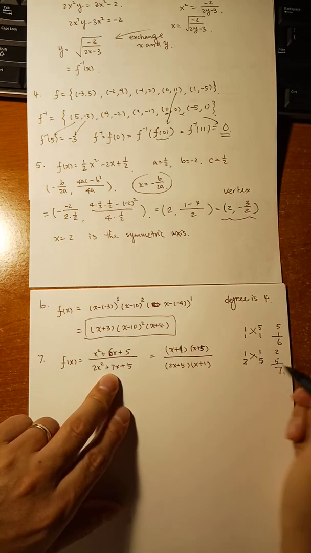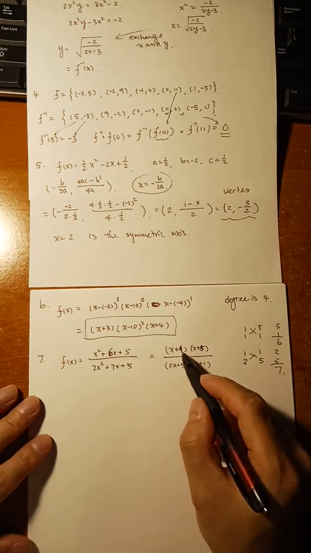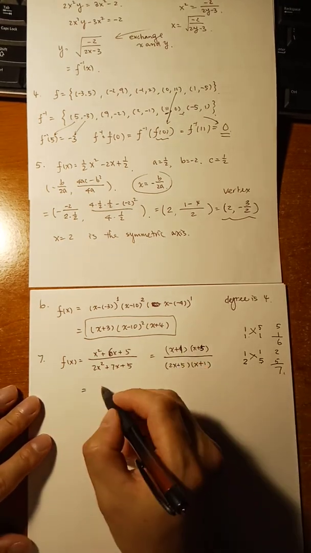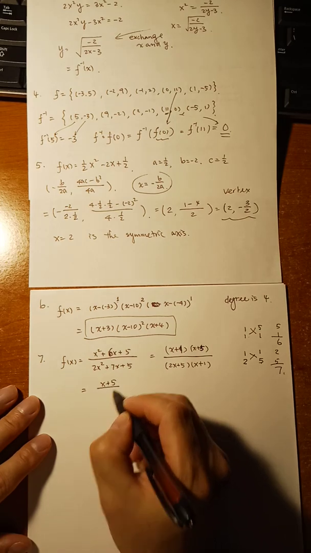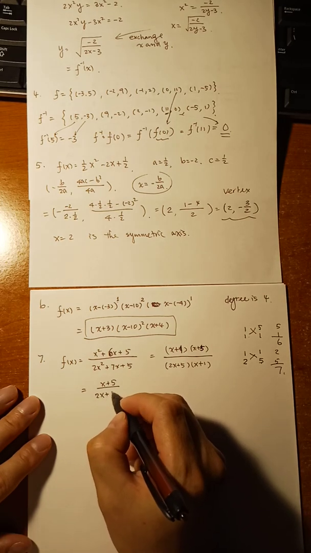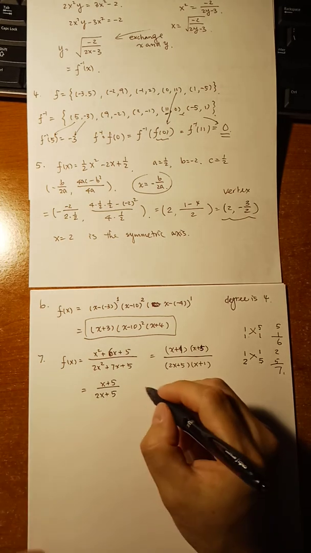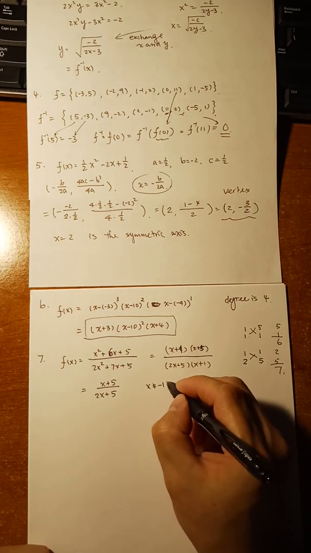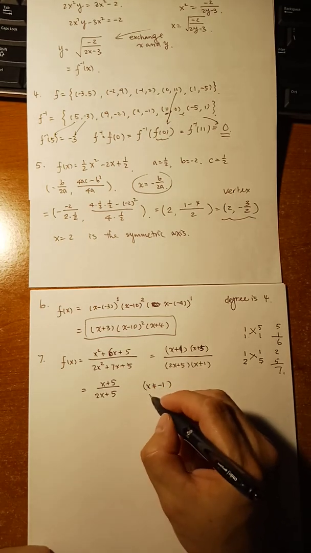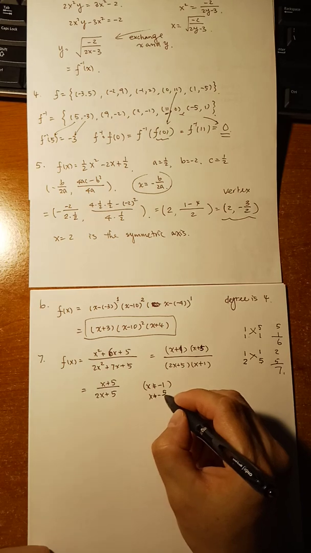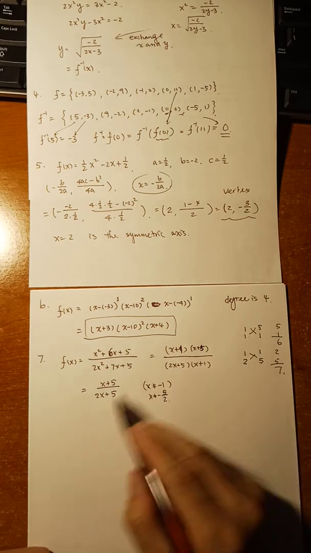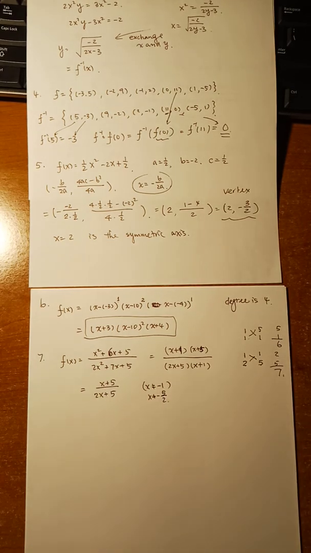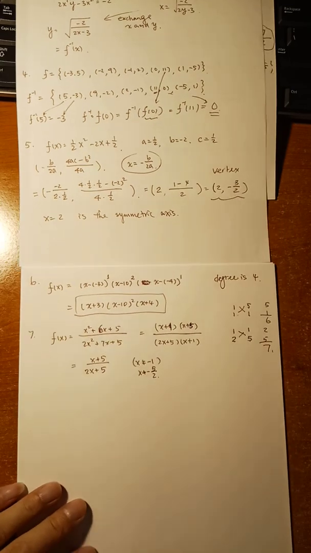And 2x plus 5. And then here you can see that this x plus 1 can be cancelled from top and bottom when x is not equal to negative 1. So after simplification, it's like this. And here you need a requirement: x is not equal to negative 1 and negative 5 halves, because negative 5 halves will make the denominator 0.